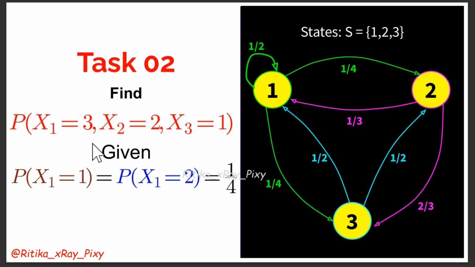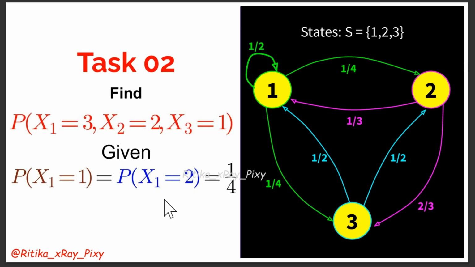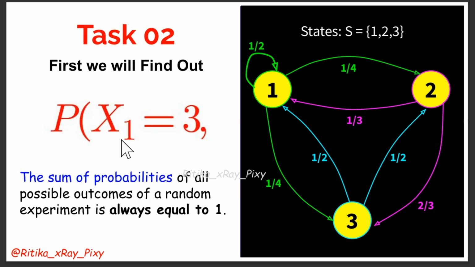Next we have the transition probability. That is the probability of moving from one state to another, which we can obtain from the Markov chain transition matrix. Here you can see we have already been given the initial probabilities: P(x1 = 1) is 1/4, and P(x1 = 2) is also 1/4. Now we will calculate P(x1 = 3).